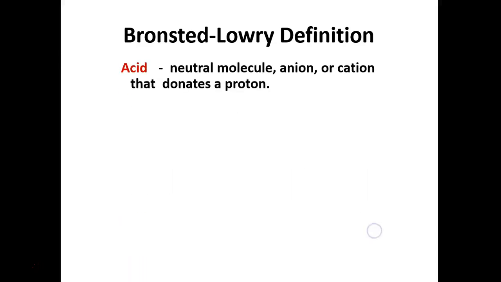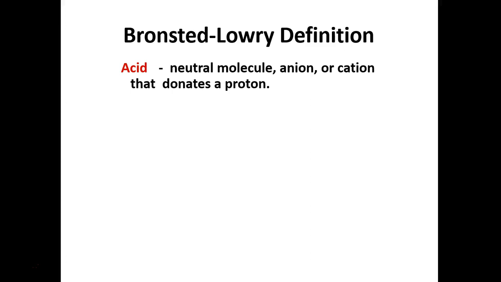So now let's talk about Bronsted-Lowry. A Bronsted-Lowry acid is a neutral molecule, anion, or cation that donates a proton. Now it's important to note that when we're talking about a proton here, we're talking about a hydrogen ion, because a hydrogen atom is one proton with one electron.